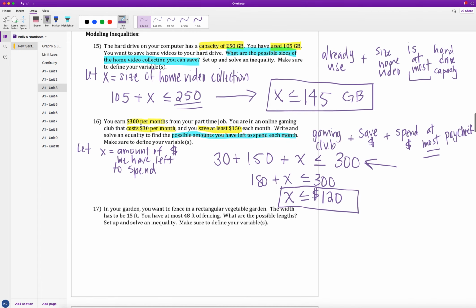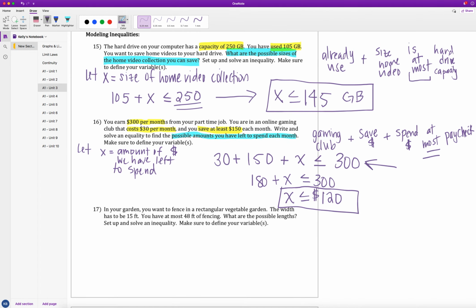Okay, actually we can probably leave it there. Let's look at our last example. So in example 17, it says, in your garden, you want to fence in a rectangular vegetable garden. The width has to be 15, and we have at most 48 feet of fencing. What are the possible lengths? Set up and solve an inequality. Make sure to define your variables.